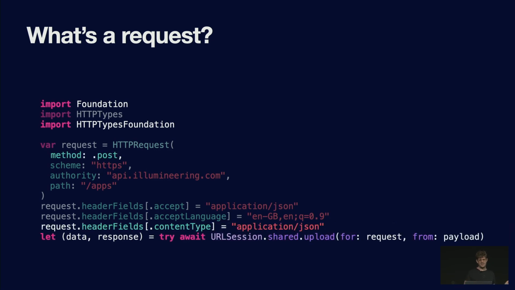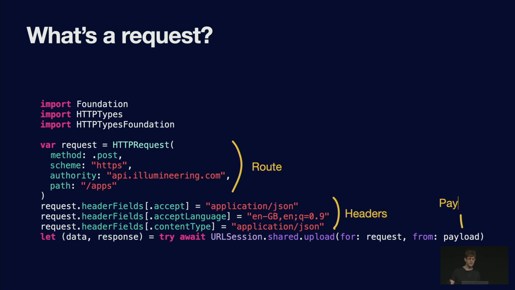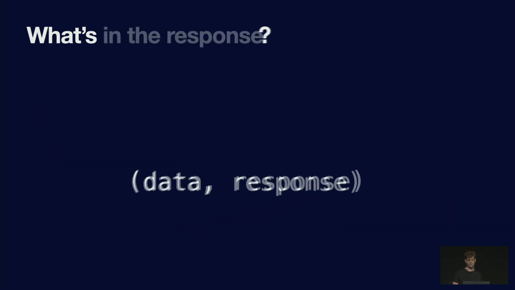Some kinds of requests, like post requests, might have a payload. This means that you are giving the request some content, and that content also has a content type, probably some kind of JSON object. Now, to summarize, a request is just a route, headers, and a payload. Now, let's have a look at the response.